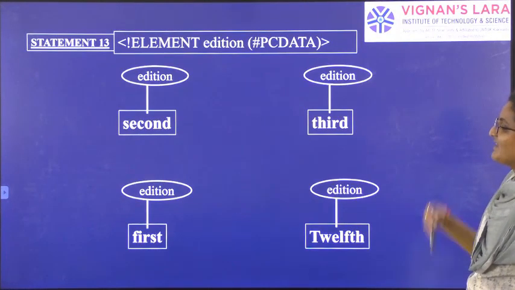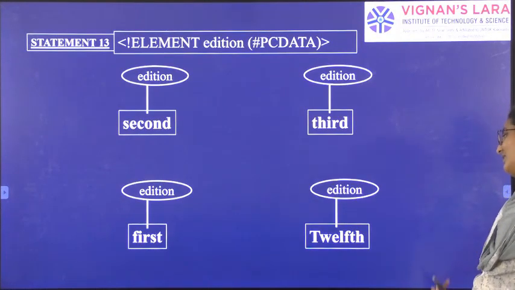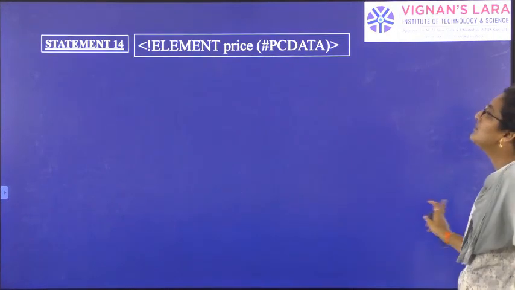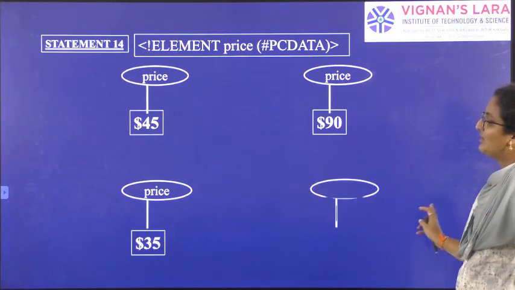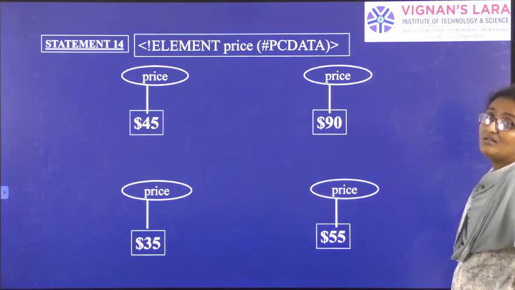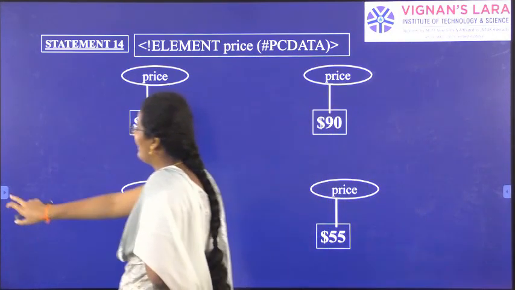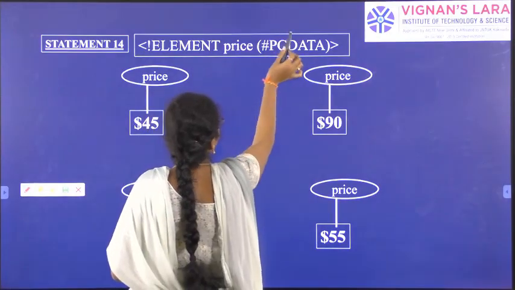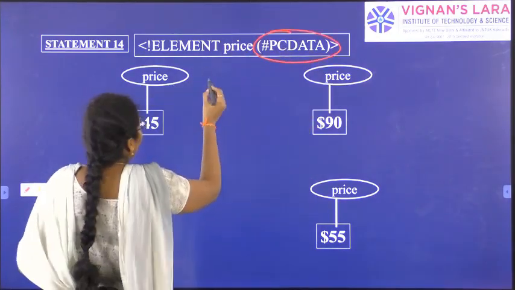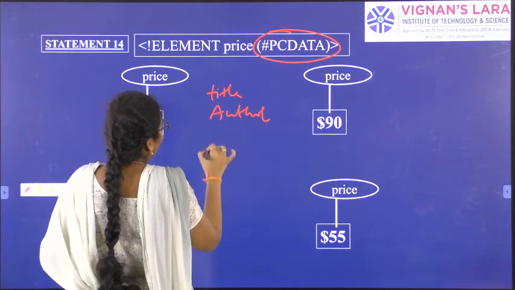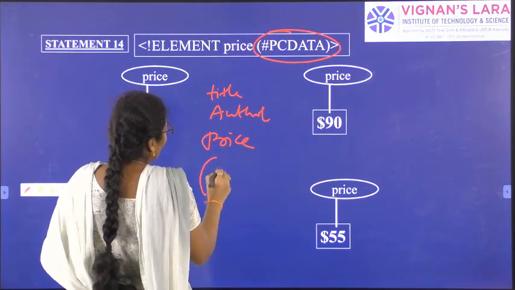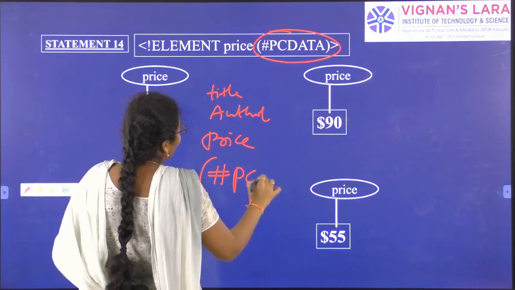See, the edition can be second edition, first edition, third edition or 12th edition also. And the last element is price. So different prices we can give. So what you need to remember here is, we are using #PCDATA. It can be title, it can be author, it can be price. We are using #PCDATA.